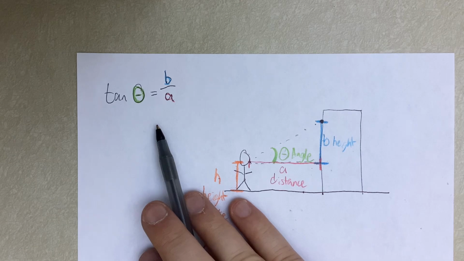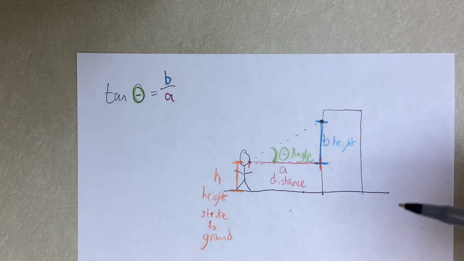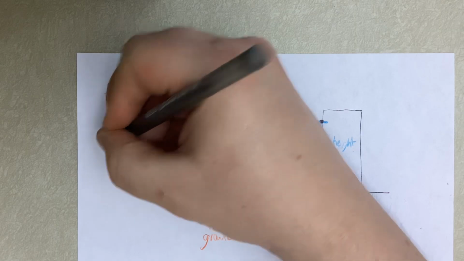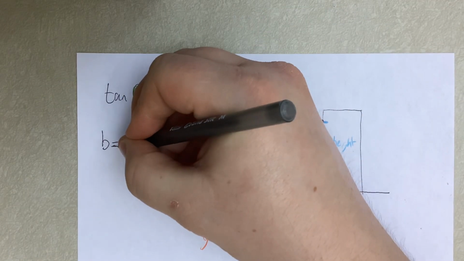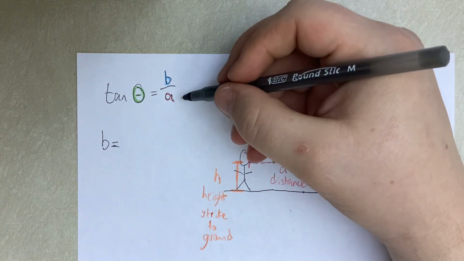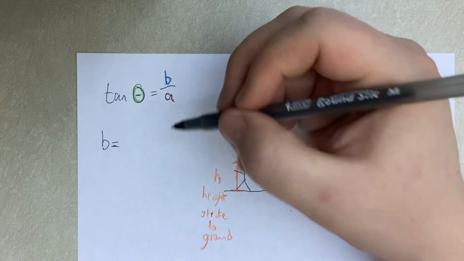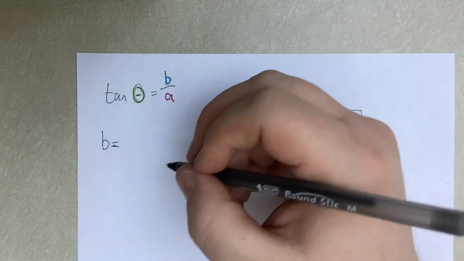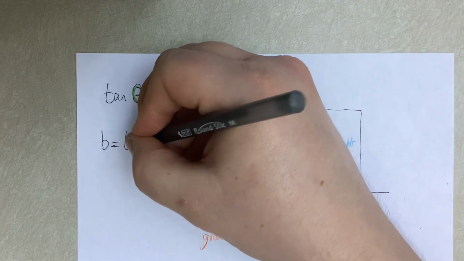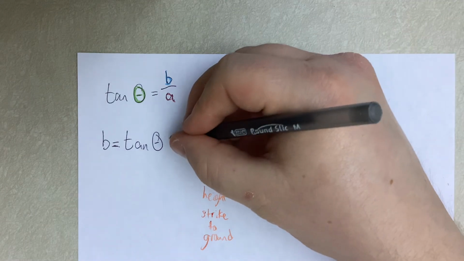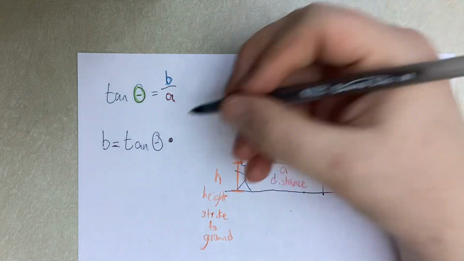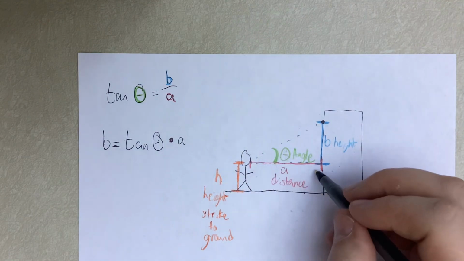So we need to rearrange this formula to work for us. The way that we're going to do that is we need B by itself. In order to get B by itself, from this formula here, we multiply both sides by A, which will get rid of A here and make it so that B is equal to the tangent of theta that we had before, multiplied by the variable A, the distance from here to here.